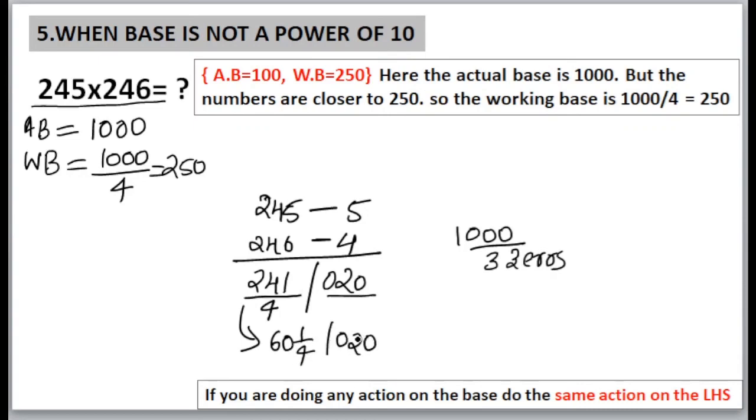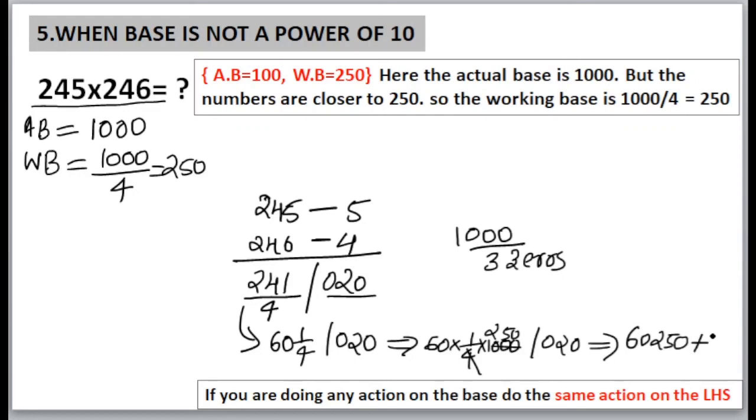So when you have a fraction on LHS, what will you do? You have to multiply the fraction with your base, then add both LHS and RHS. So what will you do? 60 and 1 by 4 into 1000, plus 020. That means 1 by 4 into 1000 is equal to 250. So 60,250 plus 020 is equal to 60,270. This is your final answer.